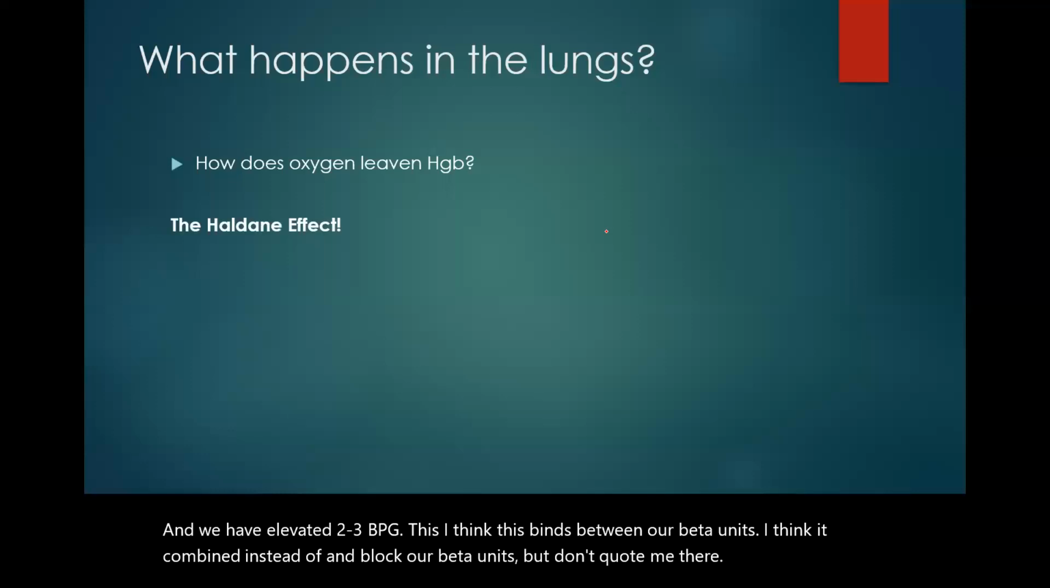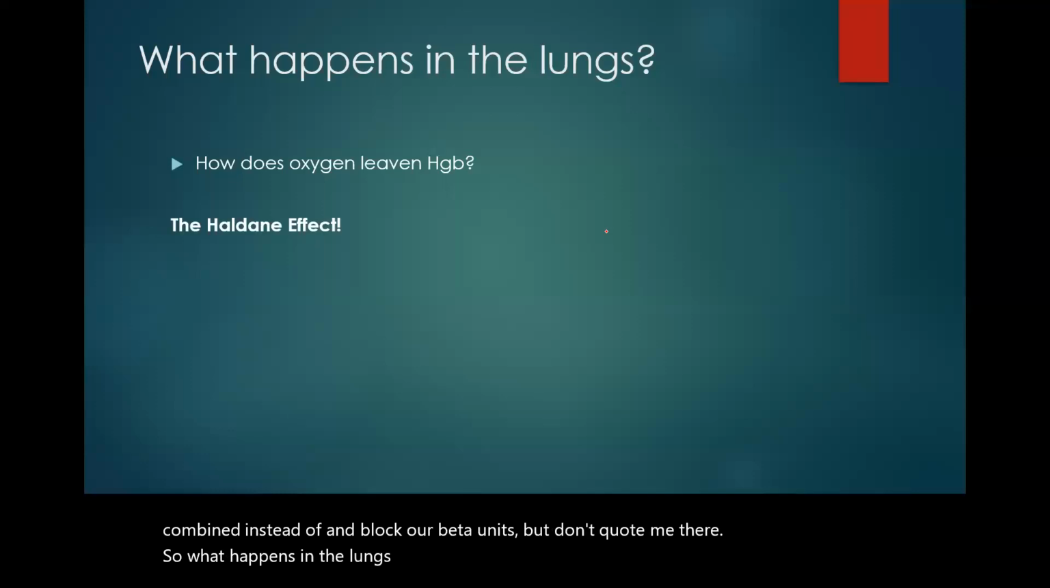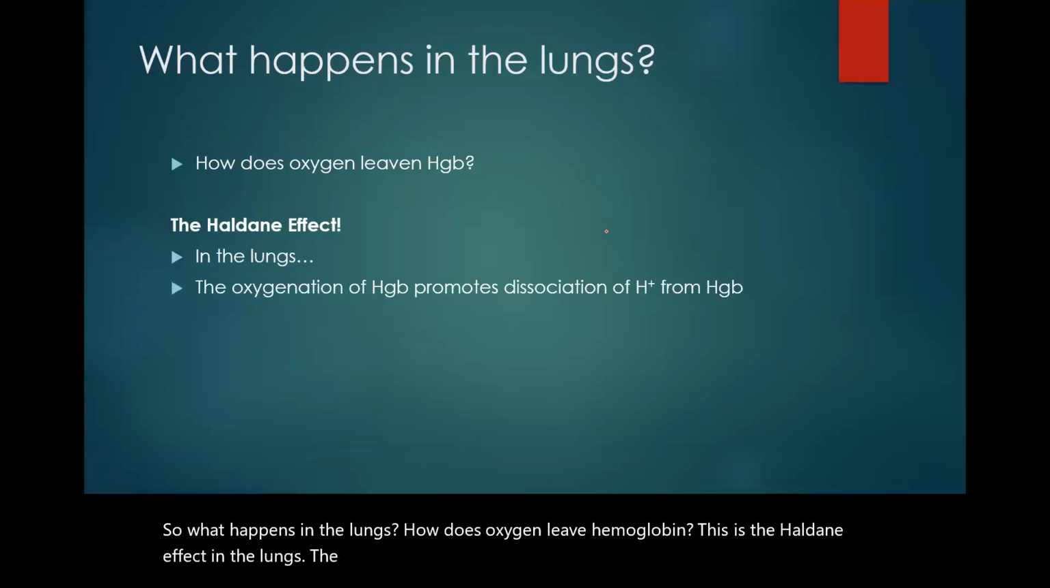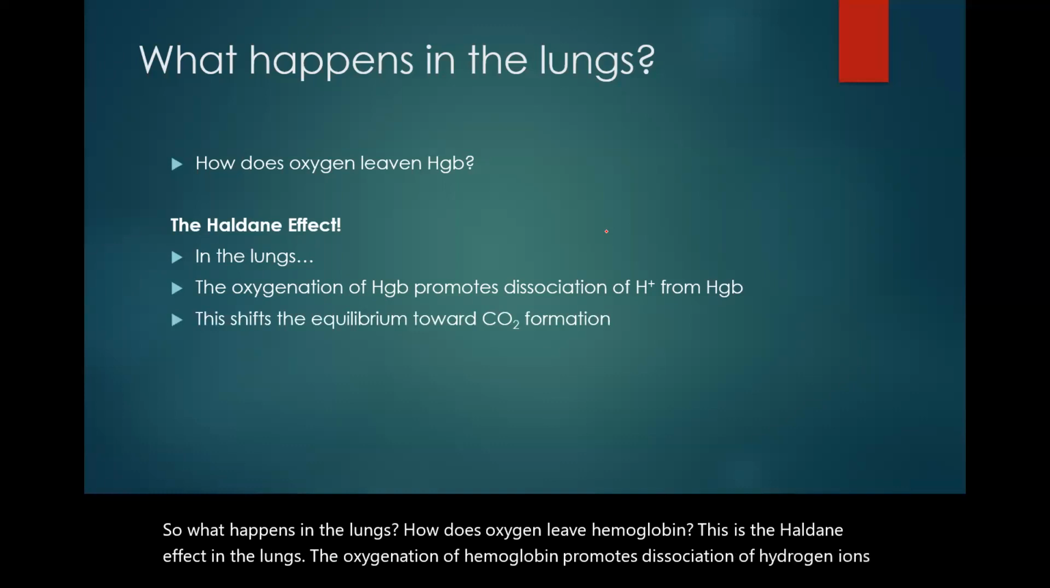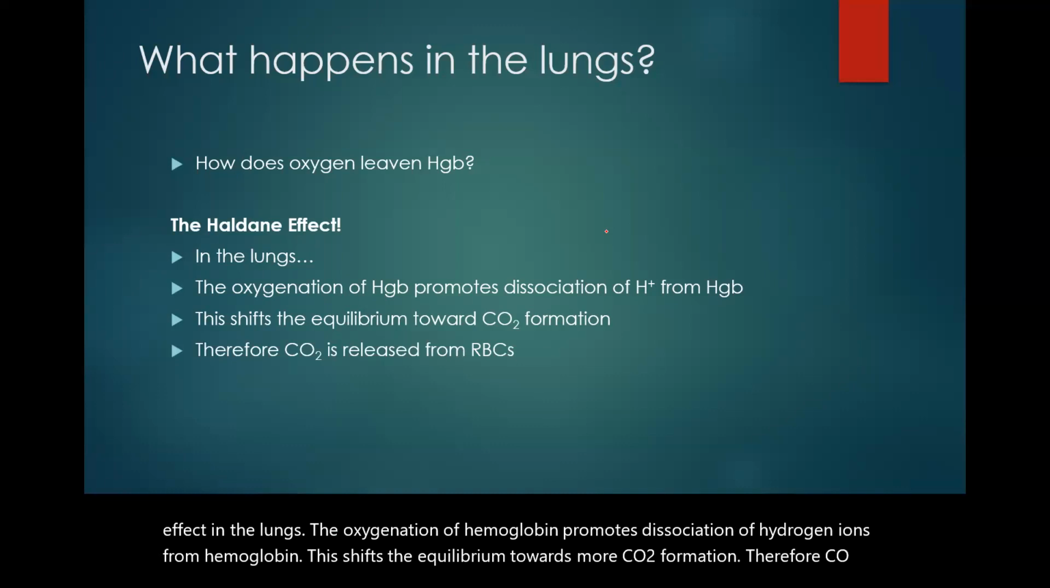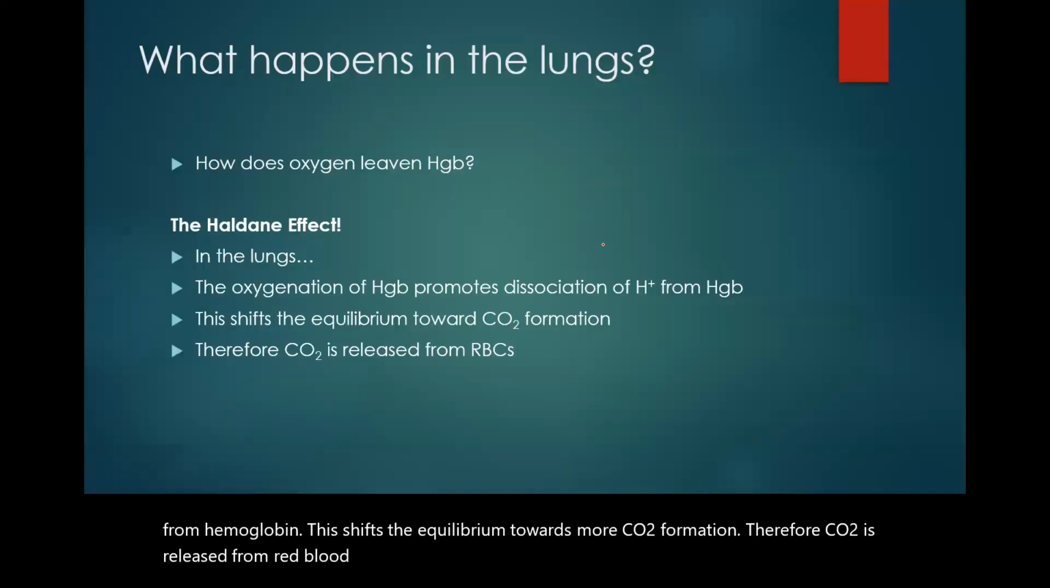So what happens in the lungs? How does oxygen leave hemoglobin? This is the Haldane effect. In the lungs, the oxygenation of hemoglobin promotes dissociation of hydrogen ions from hemoglobin. This shifts the equilibrium towards more CO2 formation. Therefore, CO2 is released from red blood cells, and then oxygen is taken back up.